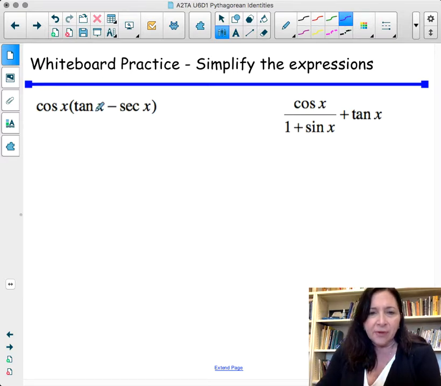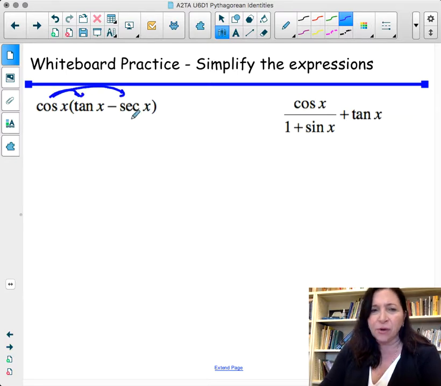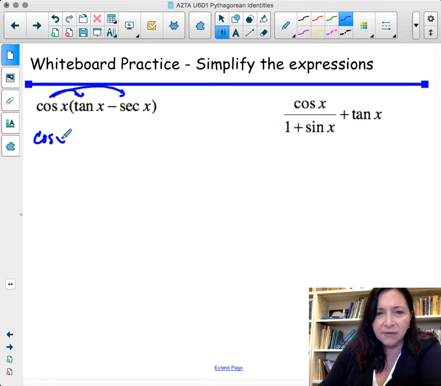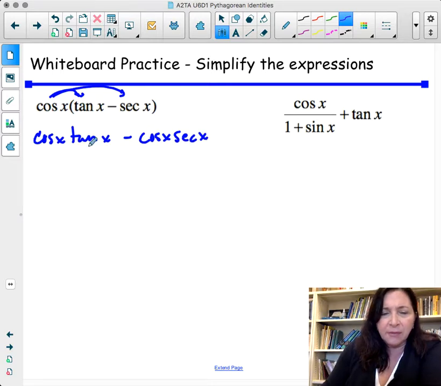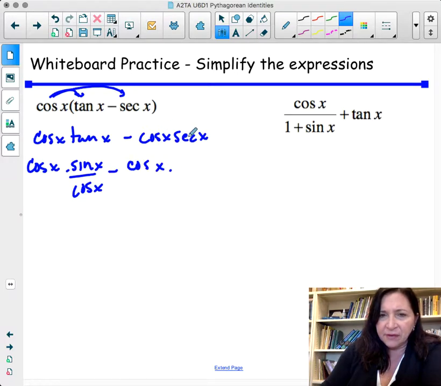So for this one, what I'm going to do first is multiply these, because none of these are identities. There's no squares, and Pythagorean identities all have squares. So I'm going to multiply through. I'm going to get cosine of x tangent of x minus cosine of x secant of x. I'm going to change everything to sines and cosines. So now I have cosine of x times tangent, which is sine of x over cosine of x, minus cosine of x times secant of x, which is 1 over cosine of x.